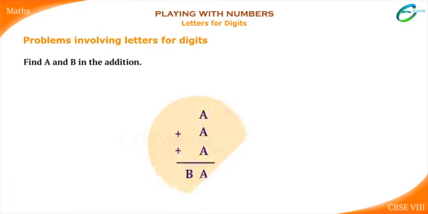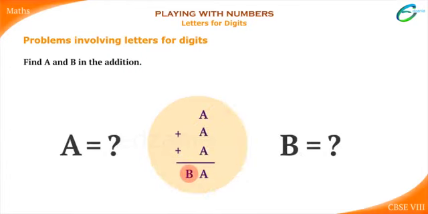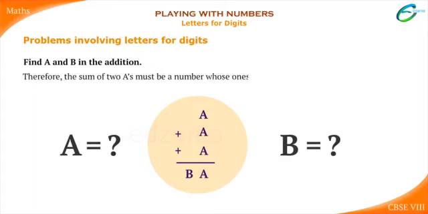Here we have to find the values A and B. Study the addition in the ones column. The sum of 3 A's is a number whose ones digit is A. Therefore, the sum of 2 A's must be a number whose ones digit is 0. This happens only for A equal to 0 or A equal to 5.